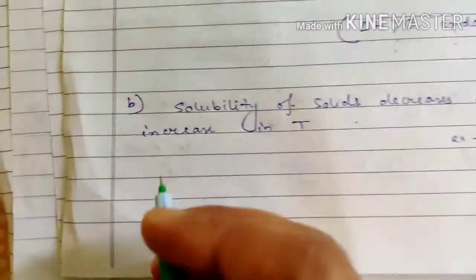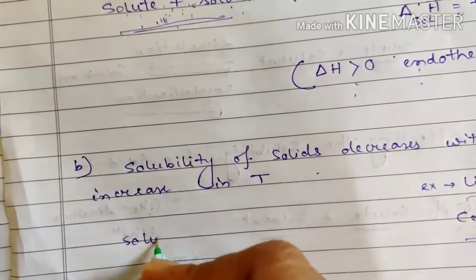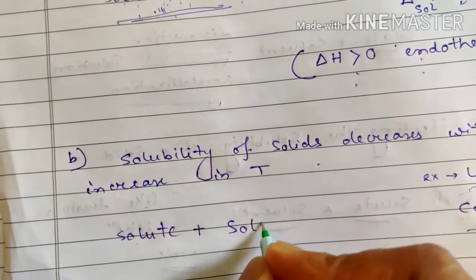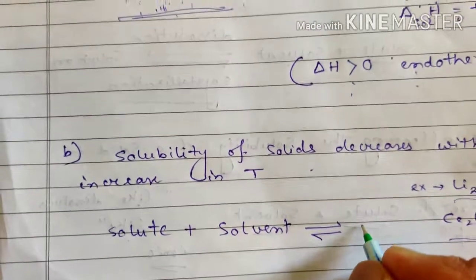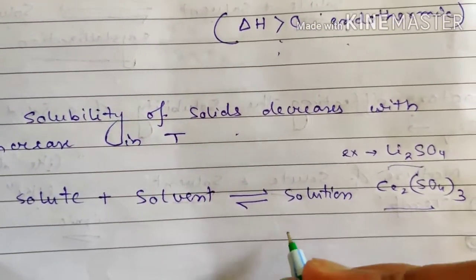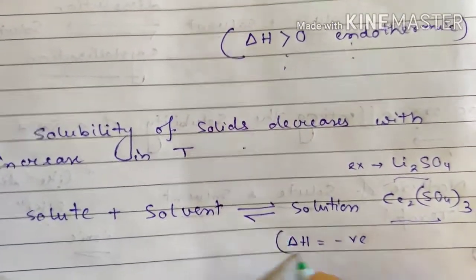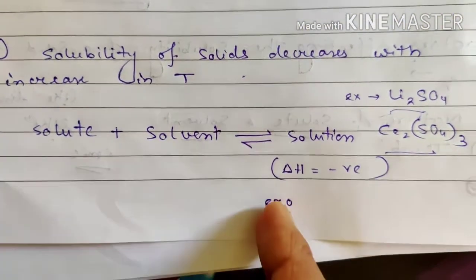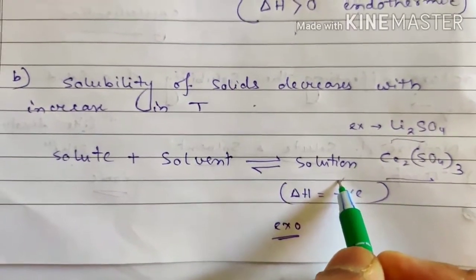if we explain the reason, it will be like this. See, solute plus solvent, when it goes into the solution, it gives rise to this one. That means it is an exothermic case. If it is an exothermic case, that means on the right hand side the heat will be evolved.